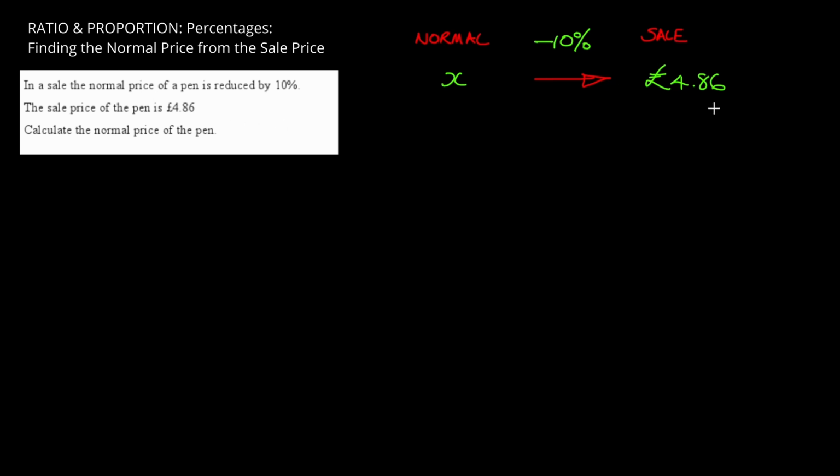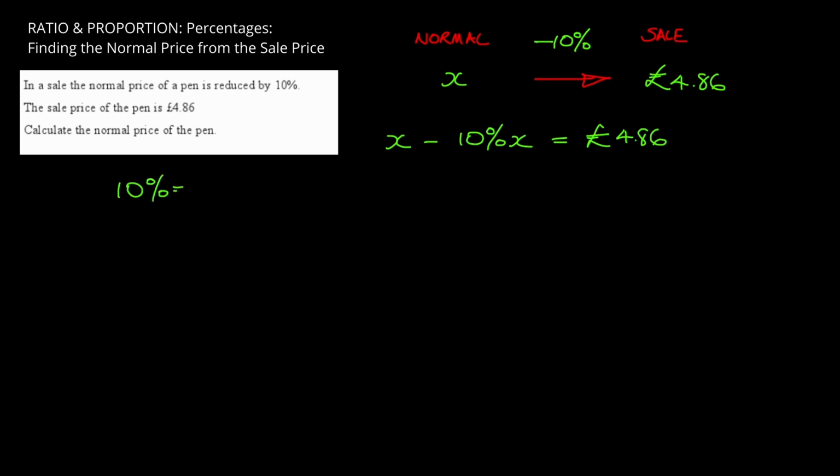So what is this £4.86 actually made of? Well, we've got to start with X, the normal price. Now, that has had 10% of X removed from it to create the sale price of £4.86. So hopefully you understand this left-hand side. The normal price, then the shopkeeper has taken away 10% of that normal price to create the sale price of £4.86.